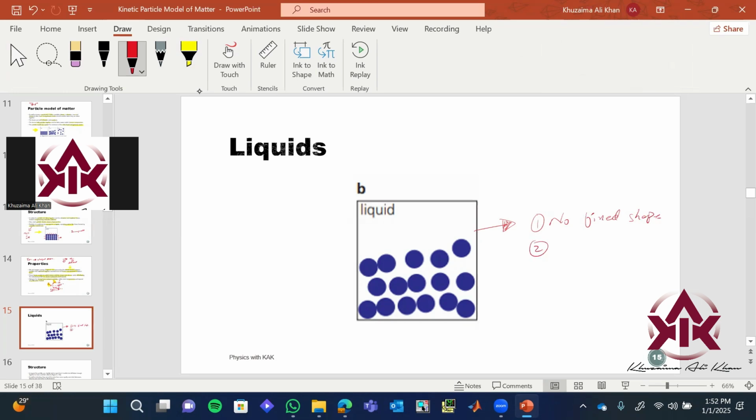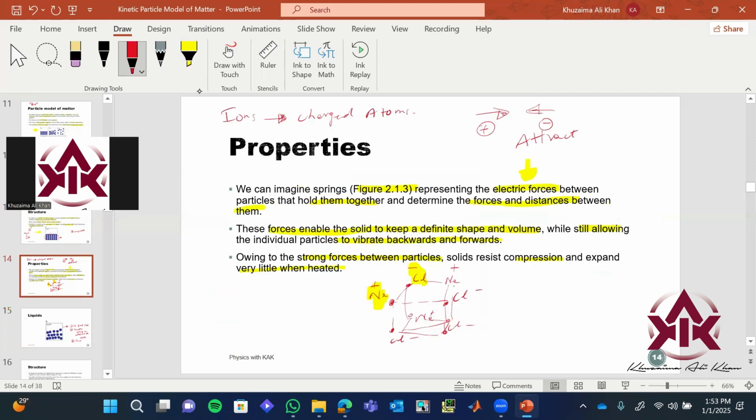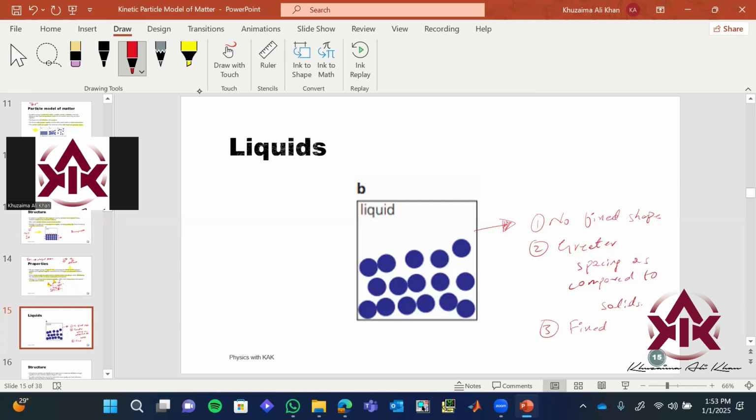You can see it has greater spacing as compared to solids. And the last thing which should be in your head is that it has fixed volume, because the particles are not escaping. The particles are again inside this entire volume. If you try to count the number of particles here, it will come out to be the same. It just has enough space. It has fixed volume.